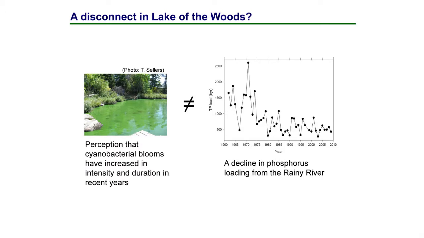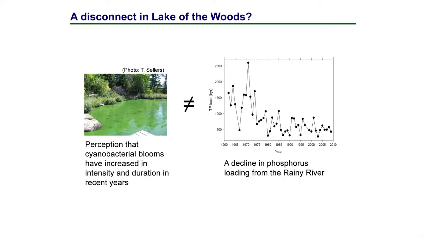But there seems to be this disconnect in Lake of the Woods. There's this perception that blue-green blooms are getting worse. They've increased in intensity, even duration during the summer. But the monitoring data for phosphorus from the Rainy River, where we know 75% of the phosphorus comes from, actually shows quite a significant improvement.